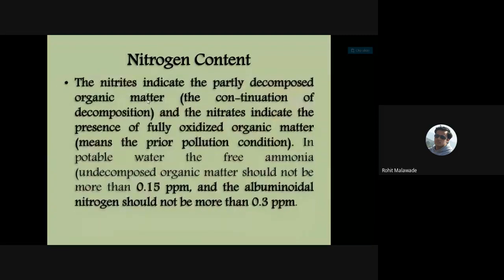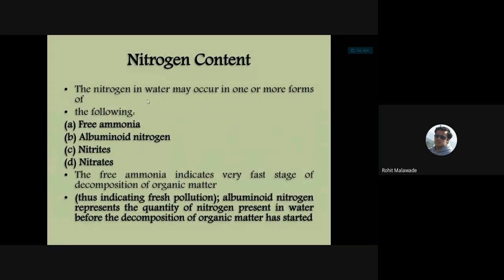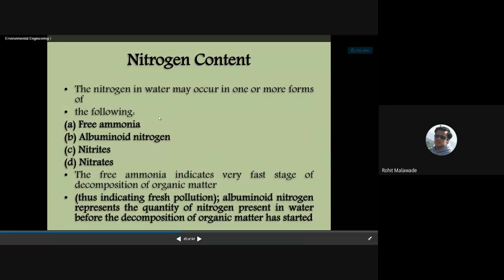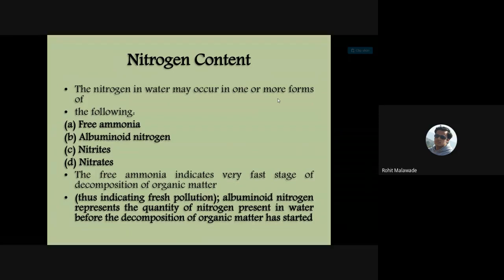The nitrogen content will also be there in the water. It is present in different forms, such as free ammonia, albuminoid ammonia, nitrites, and nitrates. Free ammonia indicates a very fast stage of decomposition. This is going to indicate that nitrogen is also responsible for freshwater pollution.